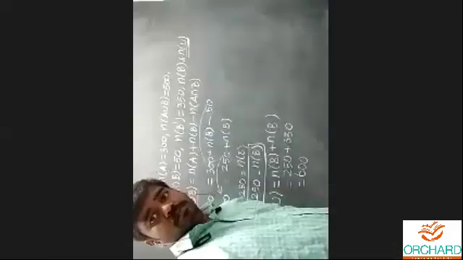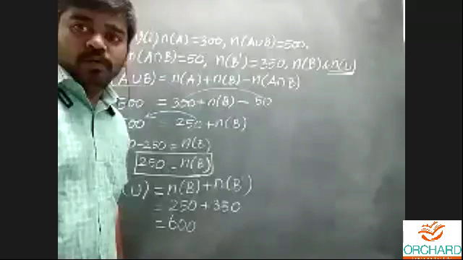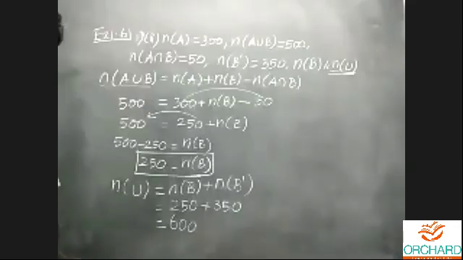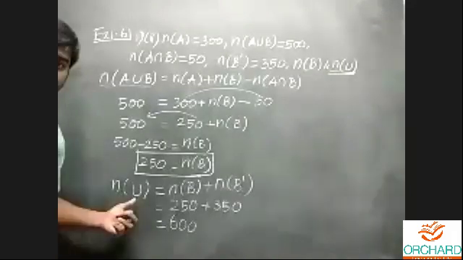Okay, therefore n of U is equal to 600. Let's complete this problem. Then n of U for the previous problem also. Yes, for the previous problem also we'll apply n of U is equal.